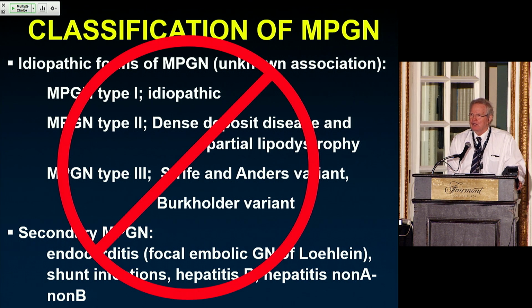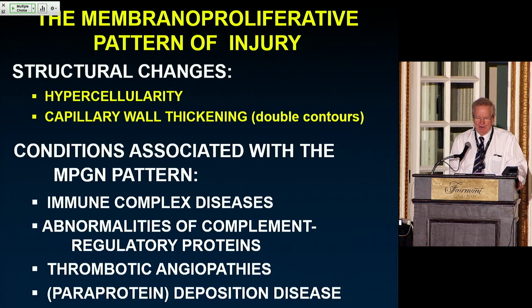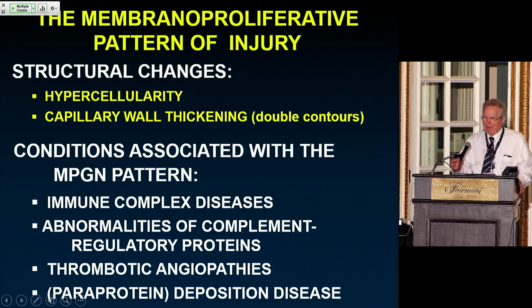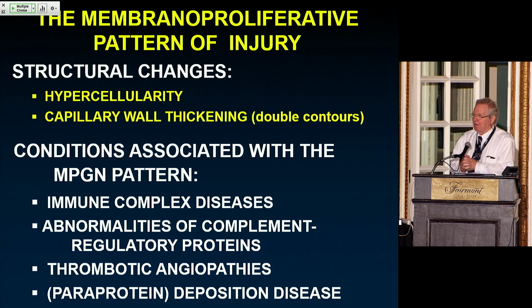What you need to find out is what is behind the membranoproliferative pattern of injury. So you have hypercellularity of the tuft and you have thickening of the capillary wall with double contours. And the four groups of diseases that you need to have in mind with a membranoproliferative pattern of injury are immune complex diseases, like we already discussed in great part, abnormalities of complement regulatory proteins of the alternative pathway, thrombotic angiopathies that also lead to double contour formation, and deposition diseases, usually immunoglobulin paraprotein deposition diseases.